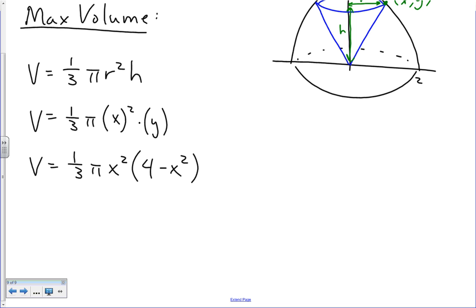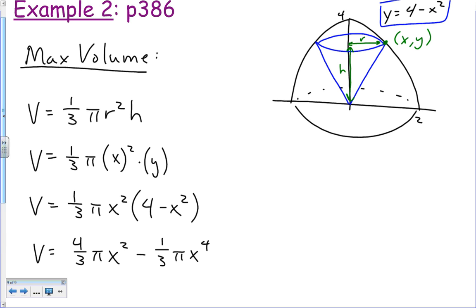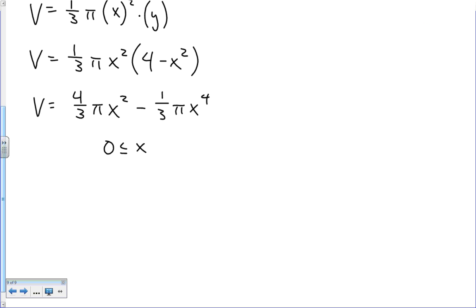And again, I've got to find the derivative of this thing, so it's probably going to be easiest if I multiply this through here. So I'll end up with volume is equal to, multiply the 1/3 pi x squared through there, so you'll have 4/3 pi x squared minus 1/3 pi x to the 4th. So there's our volume equation. And then for a domain for this thing, actually they told you the domain. They said that you're looking at the part of the parabola in the first quadrant there. So x was between 0 and 2. So x is going to go from 0 to 2. So there's our domain for this.